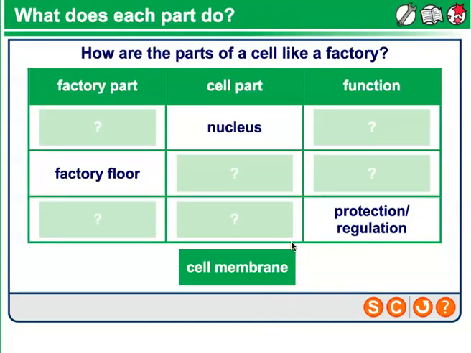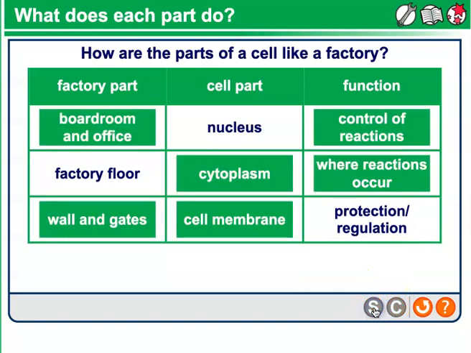So what does each part do? How are the parts of a cell like a factory? So the factory part that would work like the nucleus would be the boardroom and the office. And these are the areas that control many of the things that happen inside of the factory and also the cell. The factory floor would be like the cytoplasm, where reactions can be carried out. The wall and the gates would be like the cell membrane, and this is responsible for protection or regulation.